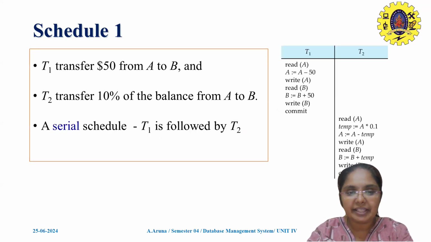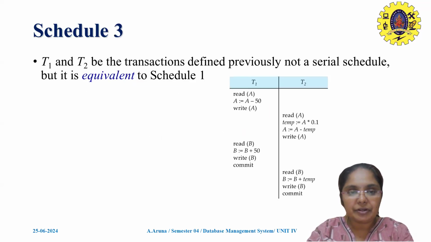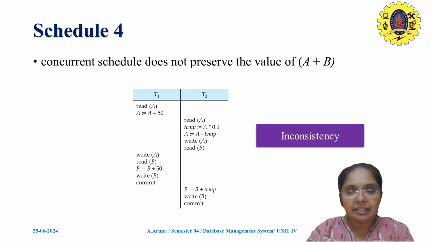So these are the various types of schedule: schedule 1, schedule 2, schedule 4. While comparing these, schedule 4 is an inconsistency because your data can be read multiple times and also you can read different data. So only we can say it is inconsistent. We can't use this type of scheduling in a concurrent application or a multitasking application.